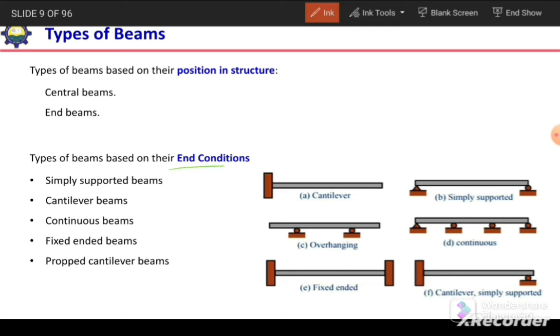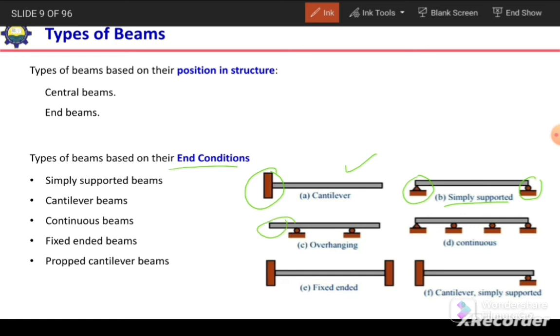Types of beam based on their end conditions. We are familiar from the structural analysis. We have cantilever beam if we have support on one side only and the support is fixed ended. Then it will be termed as a cantilever beam. If we have pin support or roller support on one side and roller support on the other side, then it will be termed as simply supported beam.